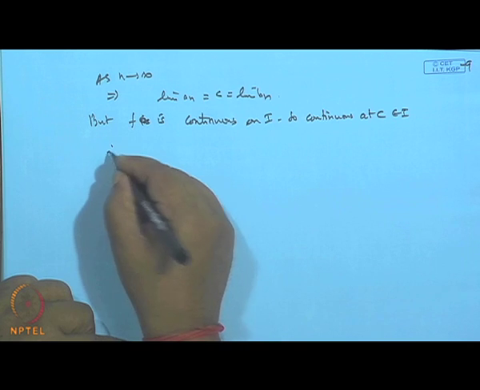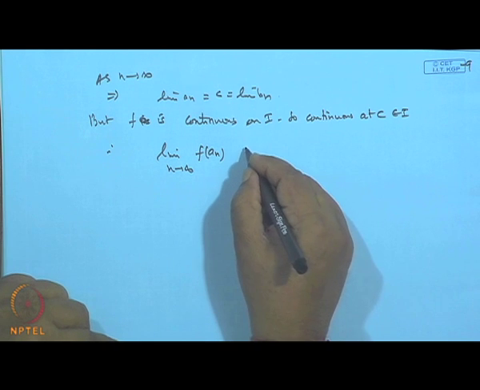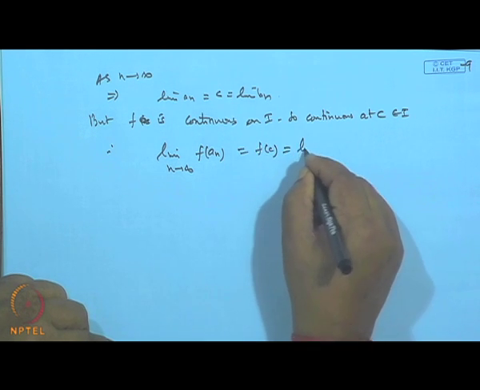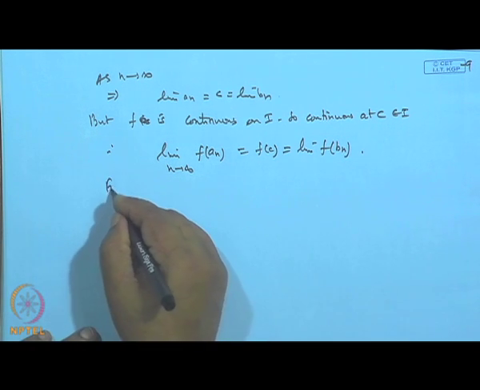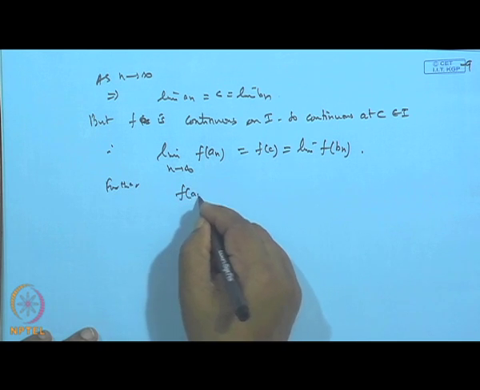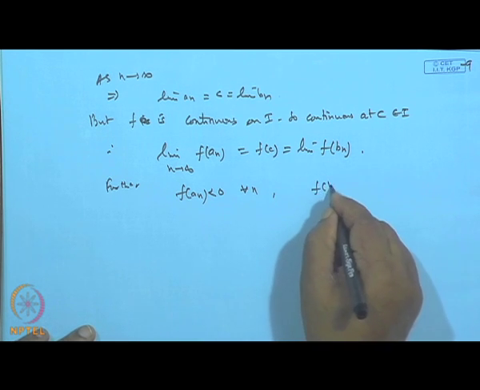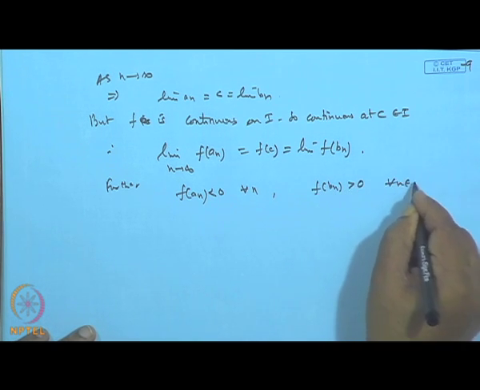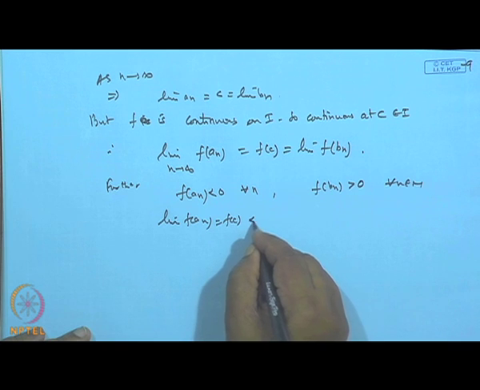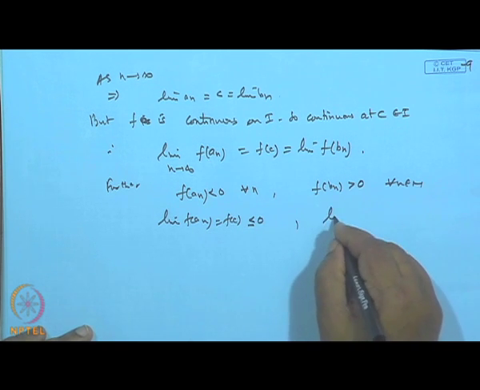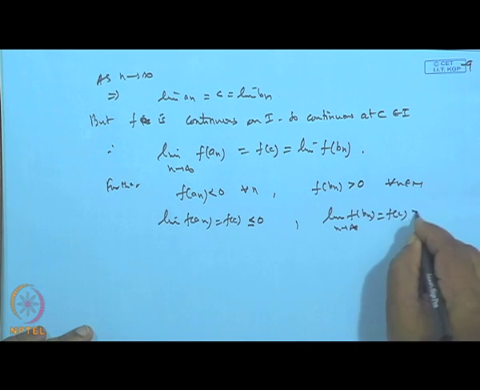Therefore, the limit of the sequence f of a_n as n tends to infinity is nothing but the value of the function at the point C, which is the limit of f of b_n. So, this shows. Now, further, f of a_n will always be negative for each n, and f of b_n will always be positive for each n. Therefore, the limit of the sequence f a_n, which is equal to f of C, will be less than or equal to 0, and the limit of f b_n when n tends to infinity, which is also f of C, will be greater than or equal to 0.